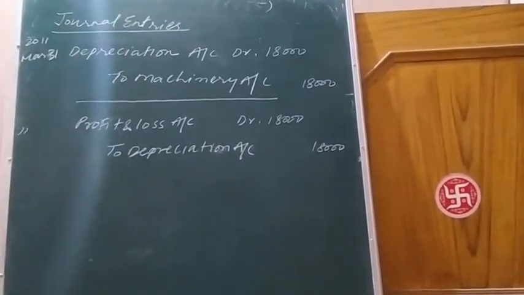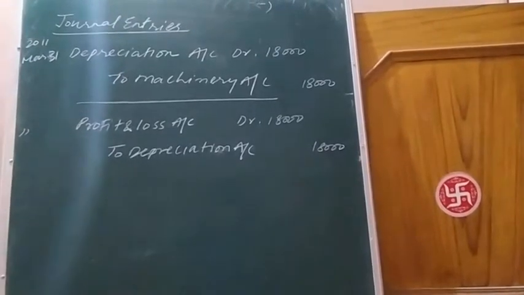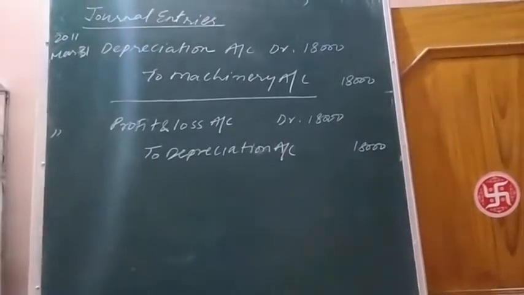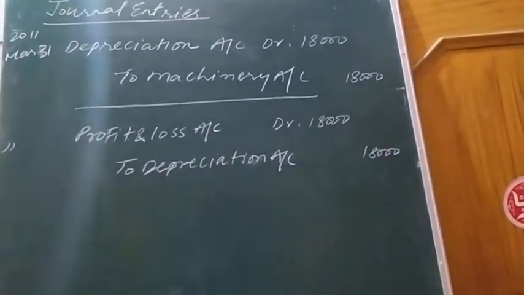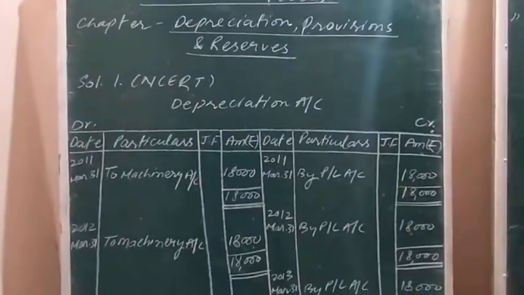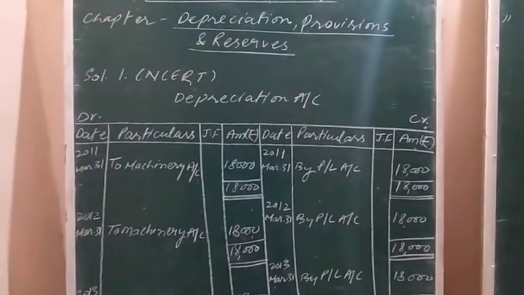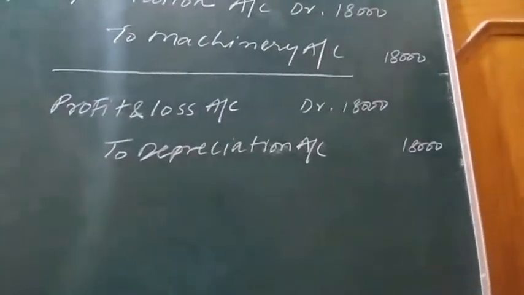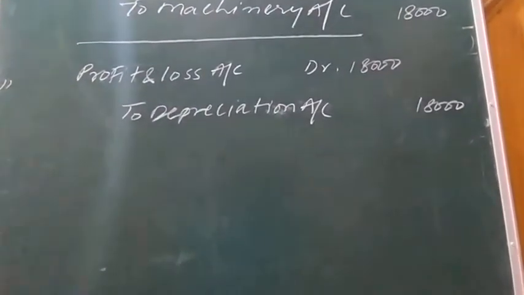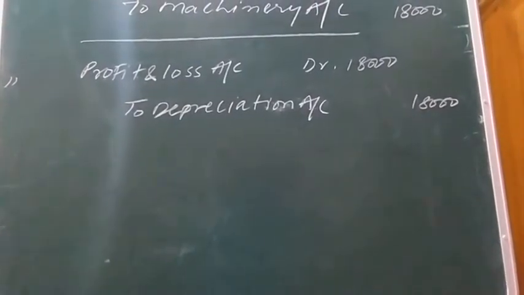Depreciation, as you can see in the journal entry, is shown on the debit side. So while preparing the depreciation account, we need to make posting on the debit side, but the name of the item which is on the credit side of the journal entry will be used on the debit side of the depreciation account. See, to machine, 18,000 rupees. Now the second journal entry is P&L account debit to depreciation. Here depreciation is shown on the credit side, so on the credit side of the depreciation account you need to show the profit and loss account.